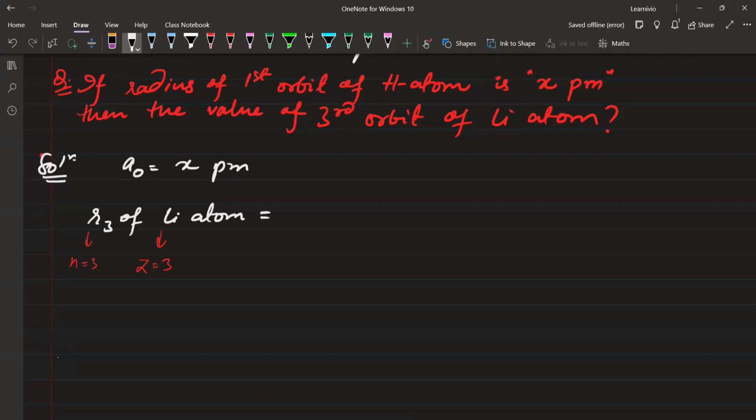Plug it into the formula and find it. What will be the answer? It is X picometer. Yes, tell the answer in chat. Yes, Shaima, correct. Very good.